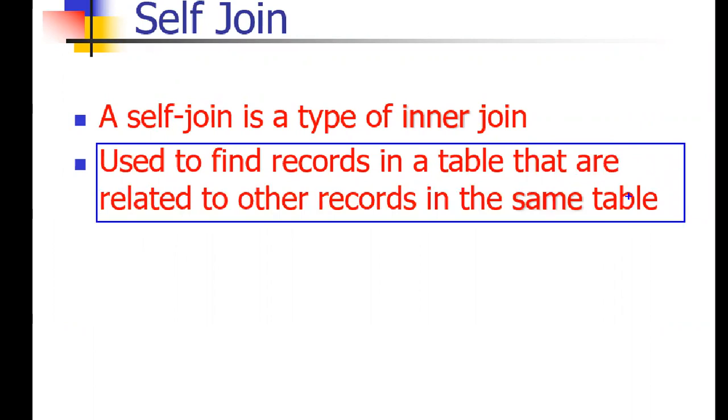So I can say, for example, the primary key and the foreign key are in the same table. That means a foreign key is referring to a primary key within the same table. In that kind of situation, we'll be using a self join. Let us see with examples.